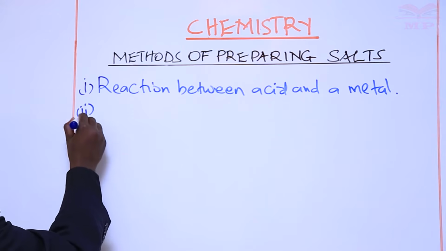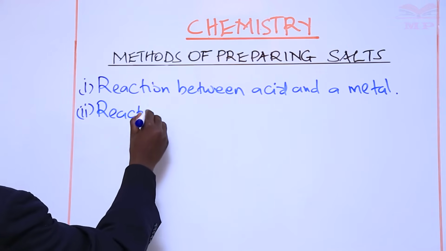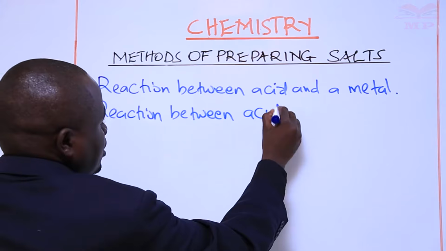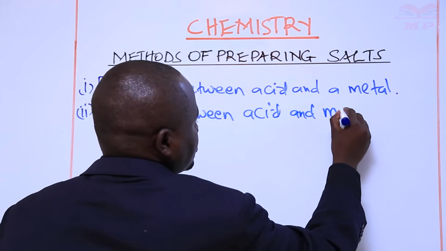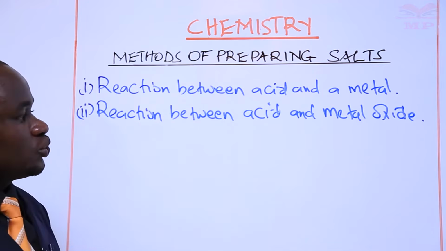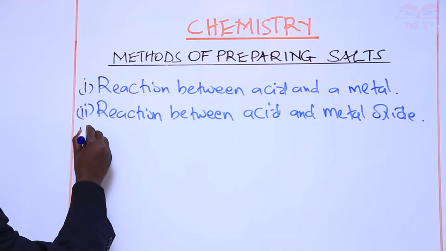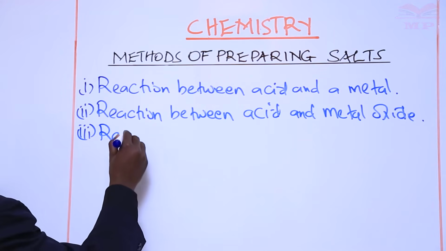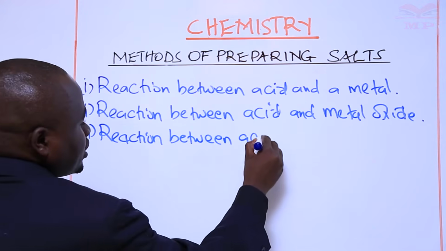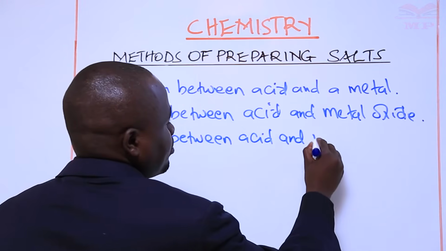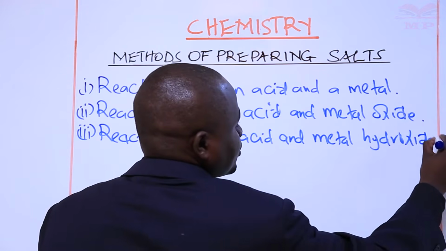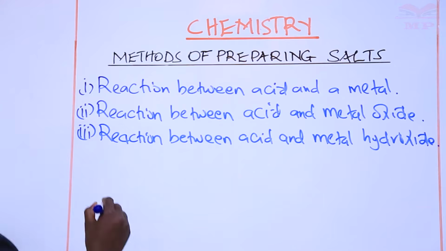Method number 2 of preparing salts is a reaction between an acid and metal oxide. That will still give you a salt. You'll get a salt and water. Our third method of preparing salts is reaction between an acid and metal hydroxide. If you react an acid and a metal hydroxide, you'll get a salt and water.